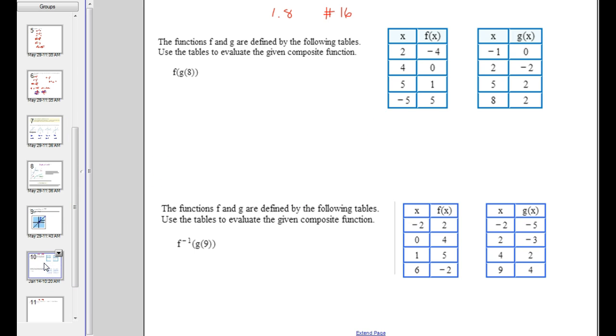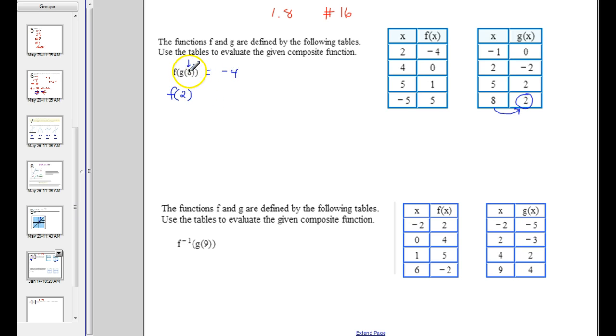Alright, so this is some homework examples. This is number 16 in your 1.8 homework. This is composite functions from a grid. So if you look, what this is saying is plug in 8 into g. So if 8 goes into the g function, we get out 2. Alright, and then that means now we're going to plug 2 into the f function. So 2 goes into the f function, we get out negative 4.